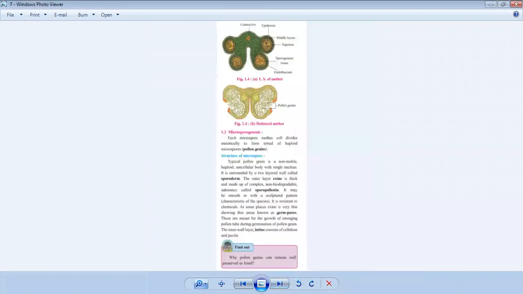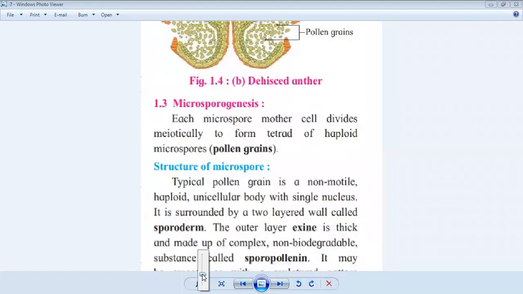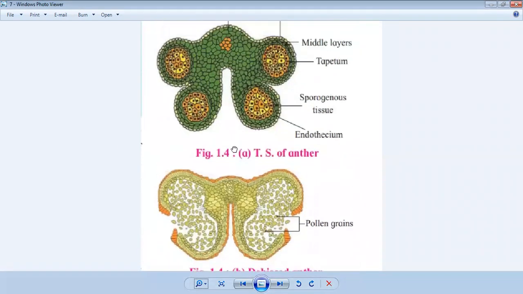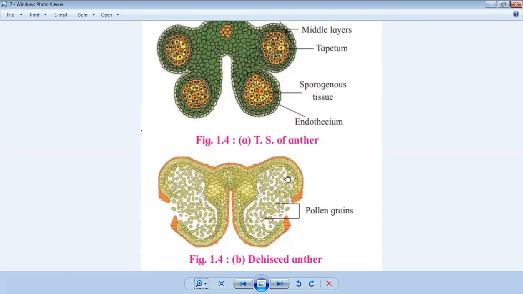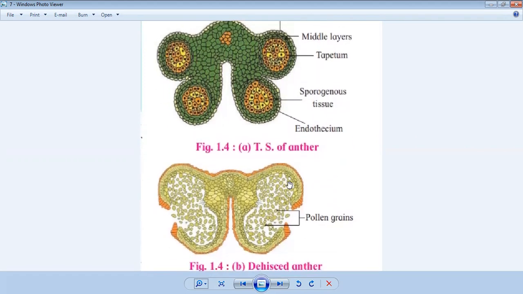Now let's look at the structure of the TS of anther. Here is a colorful diagrammatic representation of the TS of anther, which consists of 4 main layers: epidermis, endothecium, middle layer and tapetum. It also labels the sporogenous tissue and the connective. The sporogenous tissue undergoes microsporogenesis and is responsible for the formation of pollen grains.